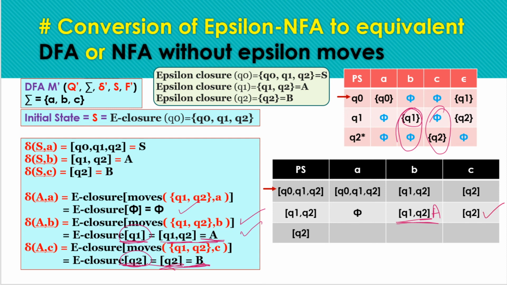B for input symbol C, right? So here the resulting states are A and B, and here we are getting the dead state or no moves.